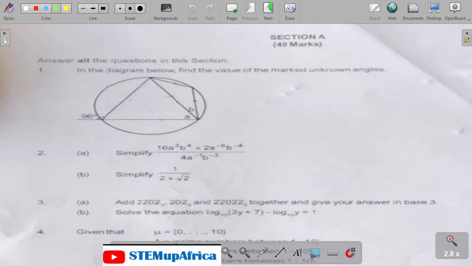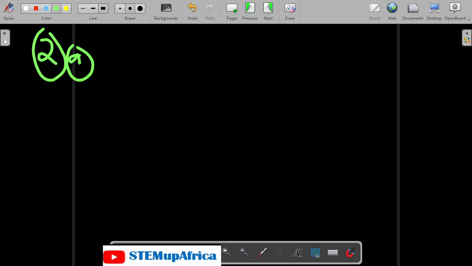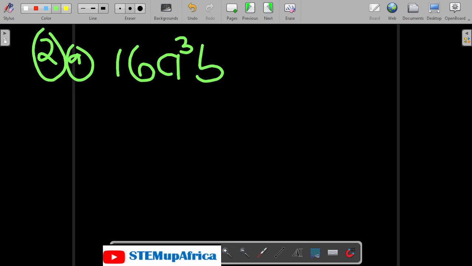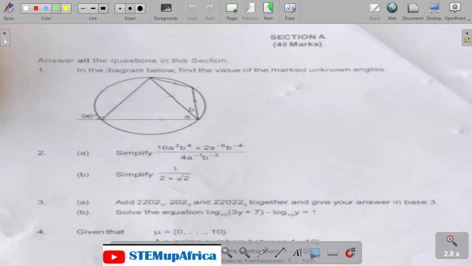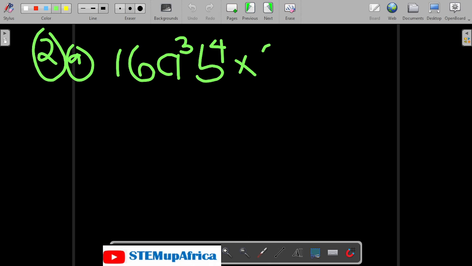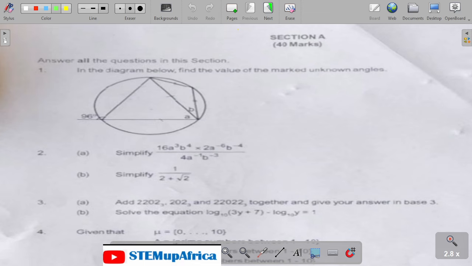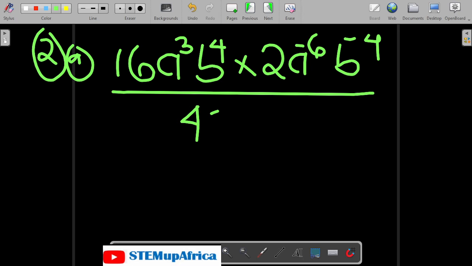Let's go to question 2A. We are asked to simplify this expression. I have to simplify 16a to the power 3, b to the power 4, times 2a to the power minus 6, b to the power minus 4, divided by 4a to the power minus 1, b to the power minus 3. So this is an indices question. How do we simplify the solution?